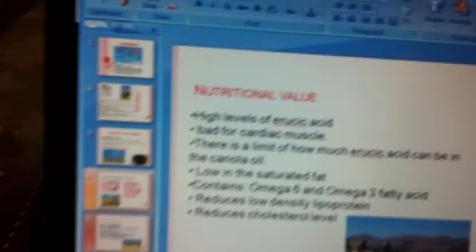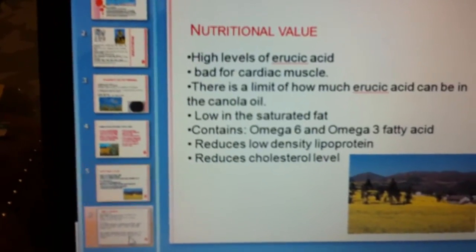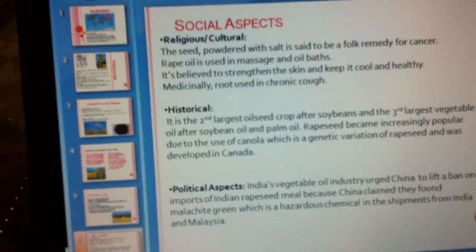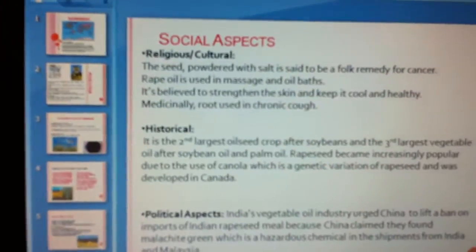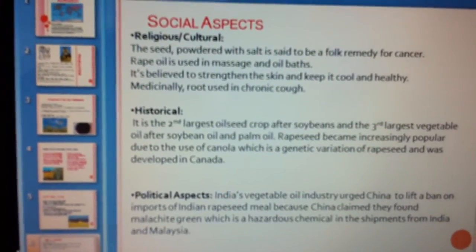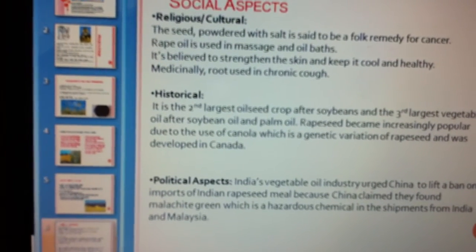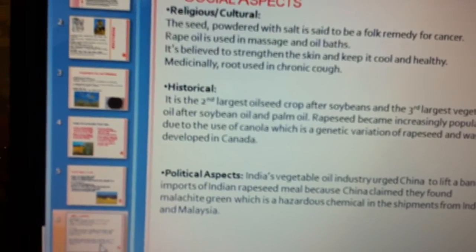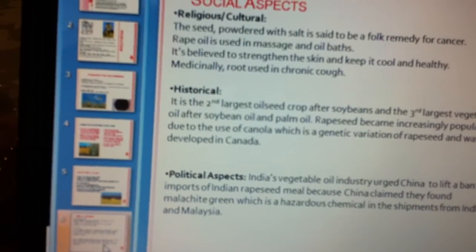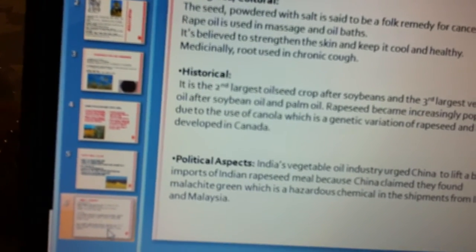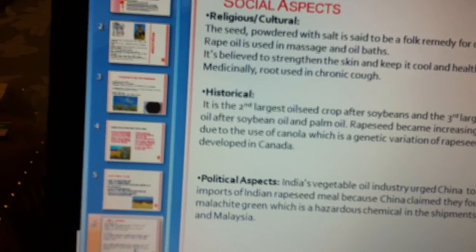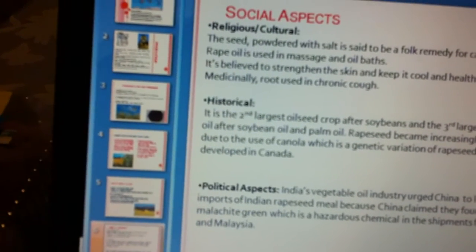Next off, finally, I'm going to talk to you guys more about the social aspects, which include the religious, cultural, historical, and political aspects. Start off with the religious and cultural aspects of rapeseed. People use this as a remedy for cancer. Some people use it for massage and oil baths, and others use it for medicinal reasons. It's for when you have a chronic cough, or when you want to strengthen your skin and keep it cool and healthy.